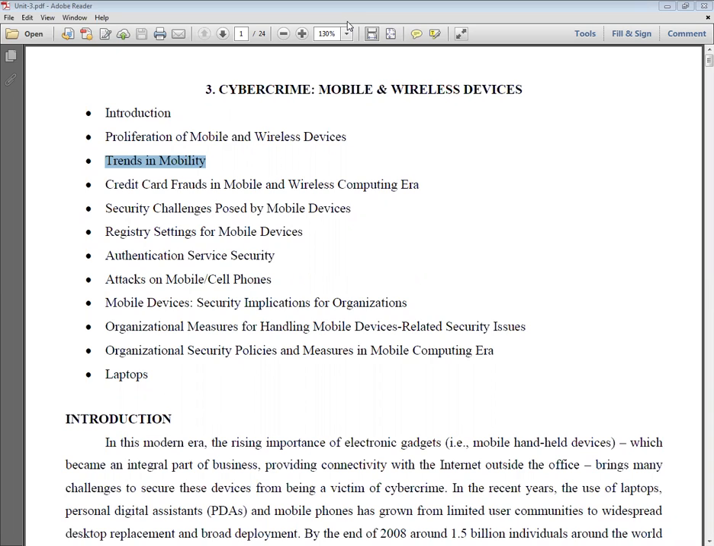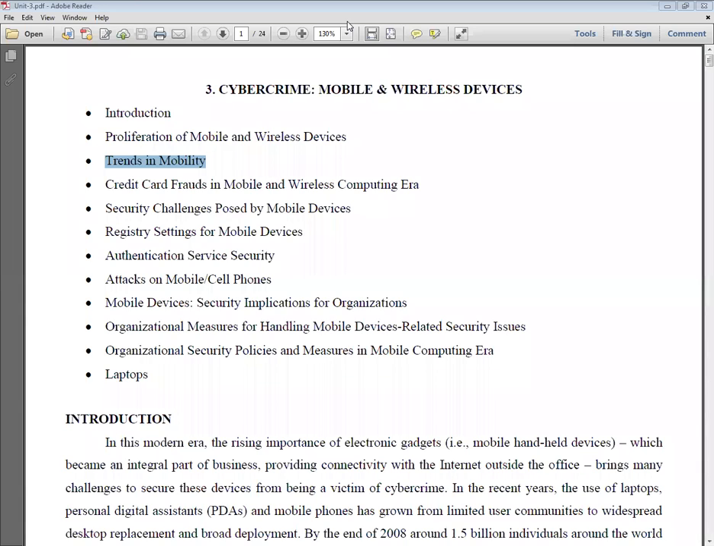So for that, what are the measures that are going to be considered by the organizations, and what are the security policies in the present situation or in the present era? And the last topic is laptop. We need to learn what a laptop is and how data can be hacked from the laptop. What are the precautions we need to take for security purposes, such that our data will not be hacked by any others?